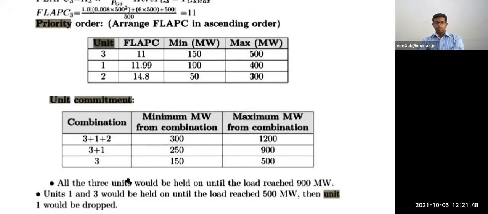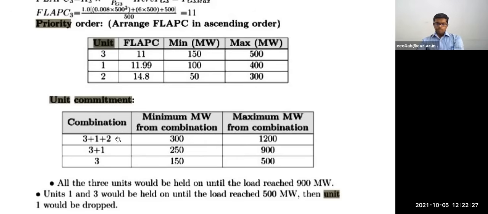Okay, 900 megawatt. Unit 1 and 3 would be held on until the load reached 500 megawatt. So unit 1 and 3, or unit 3 and 1, would be held on until the load reached 500 megawatt. Next, the unit 1 would be dropped. Next, the least combination, the unit 1 would be dropped. Then it is 500 megawatt. Okay, so unit 1 would be dropped.